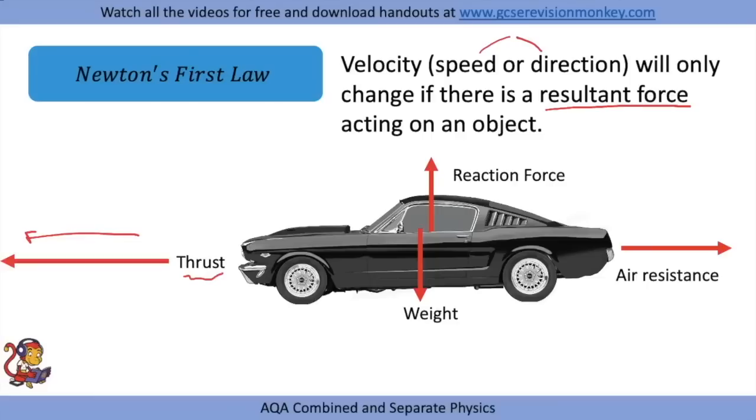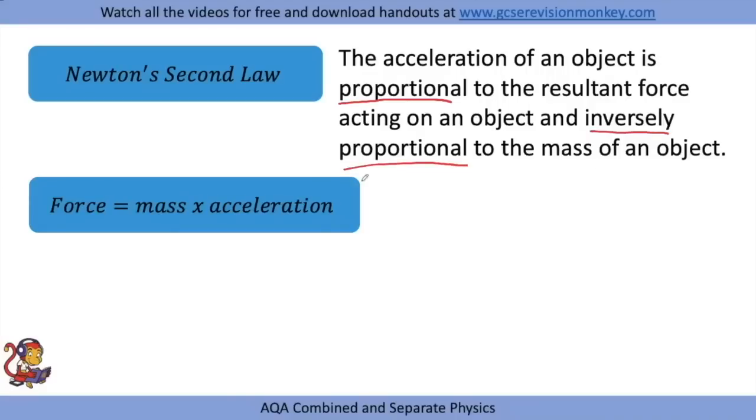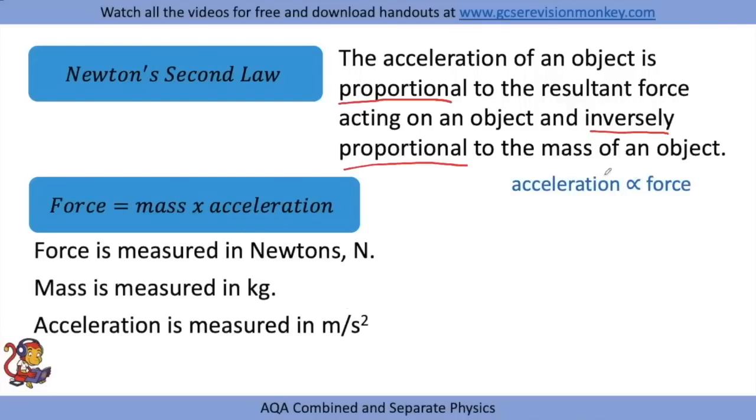Newton's second law says the acceleration of an object is proportional to the resultant force acting on an object and inversely proportional to the mass of an object. This links to the equation F equals ma, or force equals mass times acceleration. Force is measured in newtons, mass in kilograms, and acceleration in meters per second squared. So look out for this symbol here. This shows that acceleration is proportional to the force, and you might also see it in a sketch graph of acceleration against force as well.